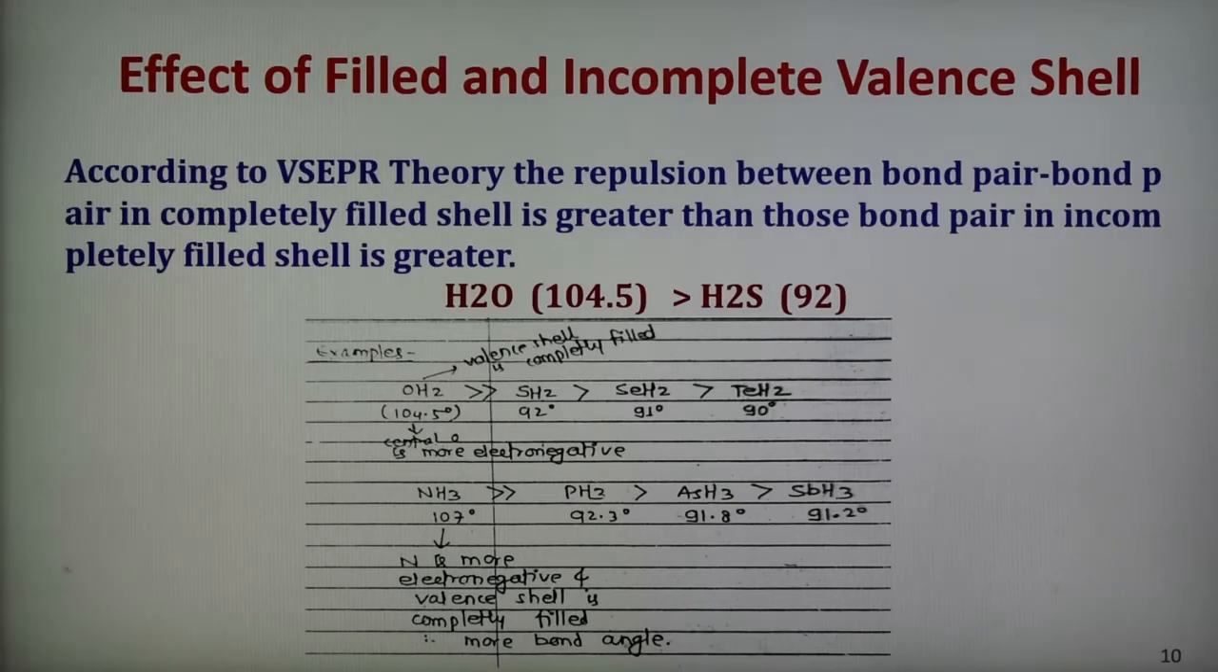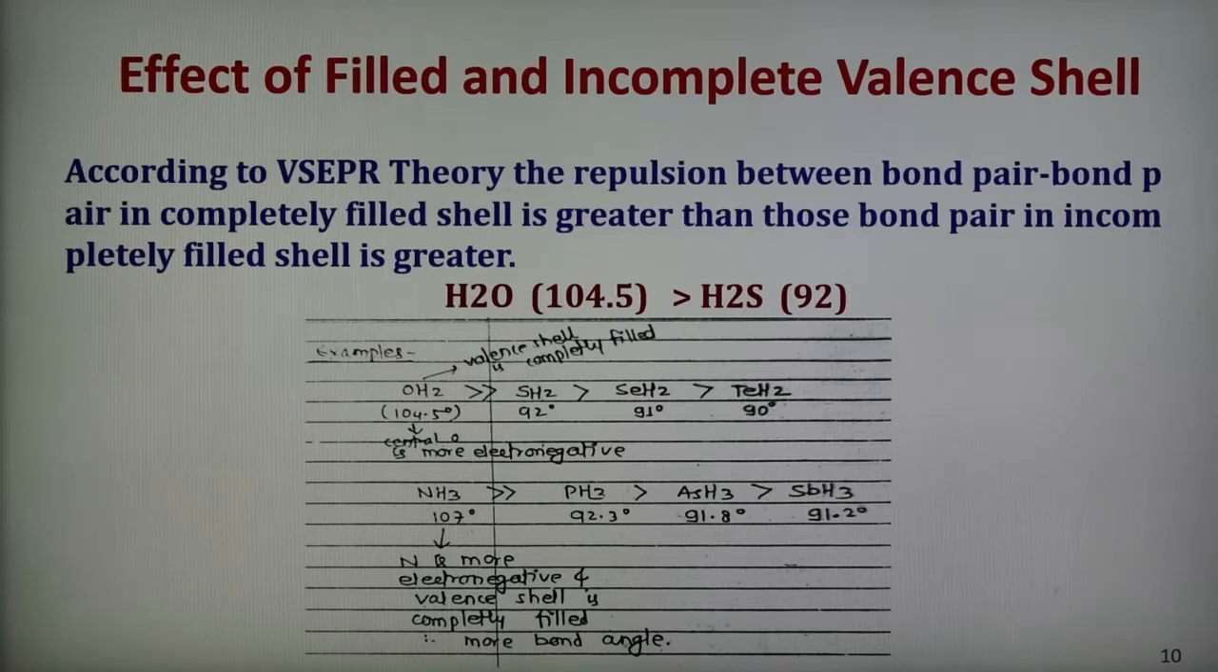Now in case of water, the central atom is oxygen and has two bond pairs and two lone pairs of electrons, that is, a total of 8 electrons, and therefore the shell of oxygen is completely filled. While in H2S, even though sulfur has 8 electrons in its valence shell, it is incomplete due to vacant d orbitals. Therefore we can say that in water, oxygen has a completely filled shell, so there is strong repulsion between the bond pairs, and hence the bond angle is 104.5 degrees.